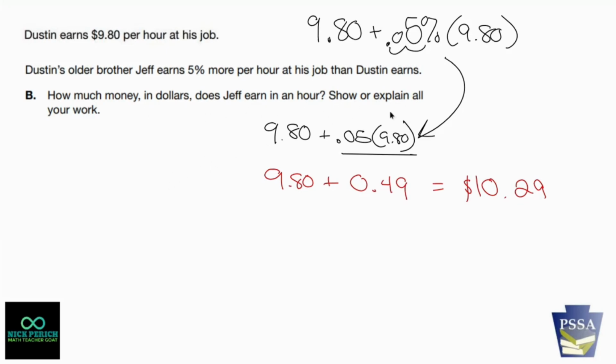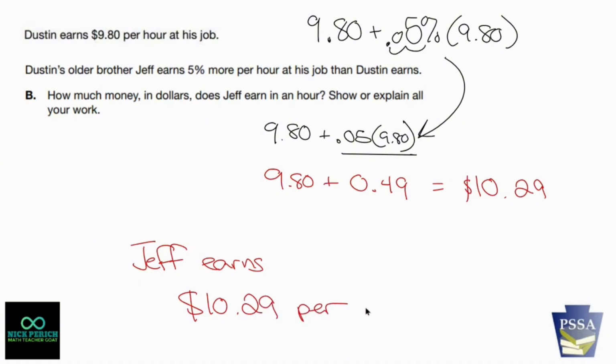How much money in dollars does Jeff earn an hour? Okay, well, show or explain your work. So this is me showing my work. And so I will just wrap this up by saying Jeff earns $10.29 per hour. You don't need to explain if you already show, and this is me showing my work.